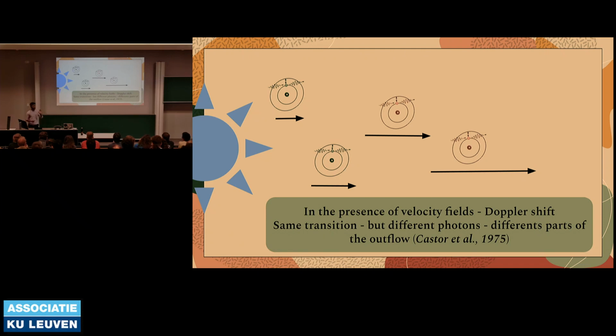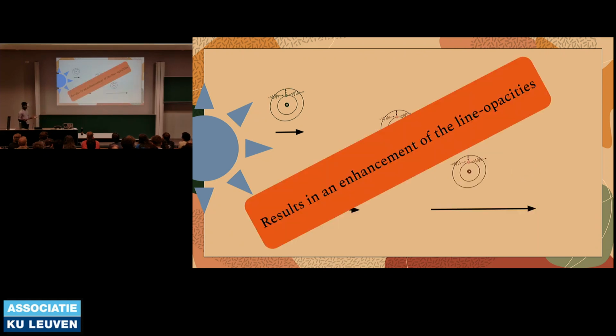So it's not about one push. You keep on pushing. We knew about this from CAK theory, from how many years? 50 years back. And this keeping on pushing actually causes an enhancement of these line opacities.